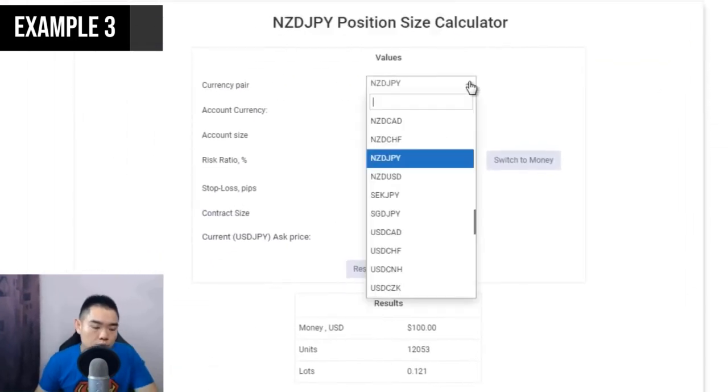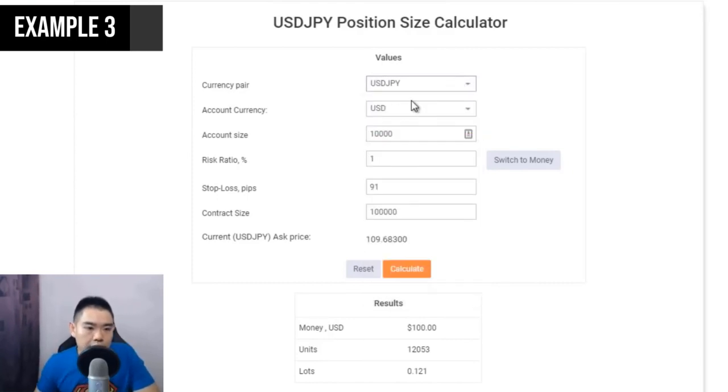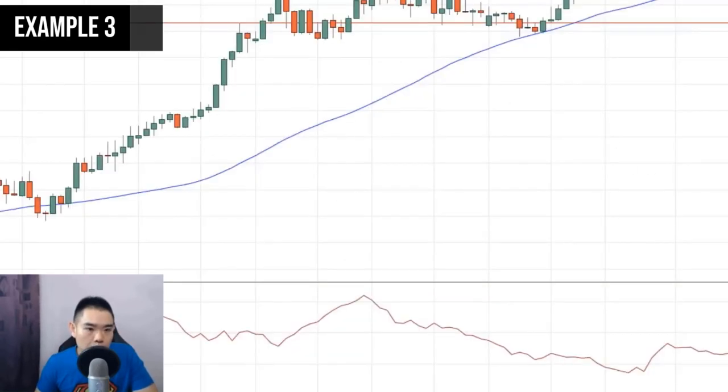To do that, just look for dollar yen. This is the currency pair you're trading. Let's say your account currency is funded in US dollar as well. Account size, let's say now you're a baller, your account size is $100,000. And let's say you are still the same prudent trader. You still risk 1% on that trade. Well done. Stop loss is 122 pips, as we have mentioned earlier.